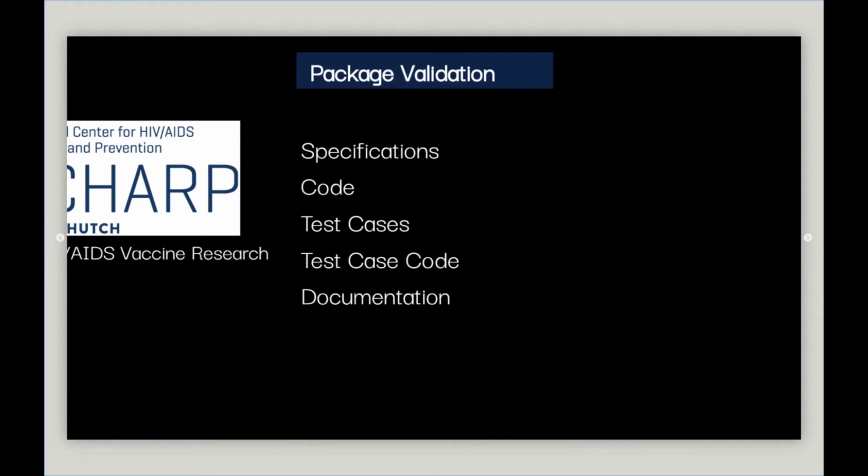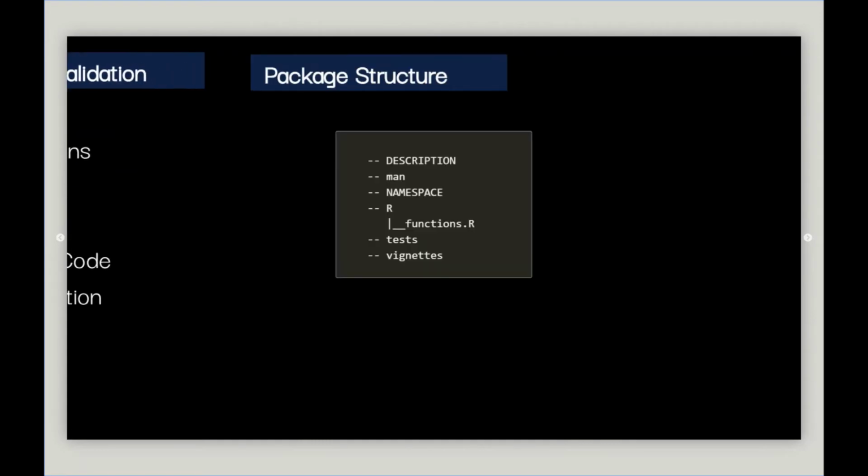So I'm going to cover today the five parts of package validation, which is laying out your specification, writing your code, the test cases, writing your test case code, and finally documenting everything around that for the final validation.